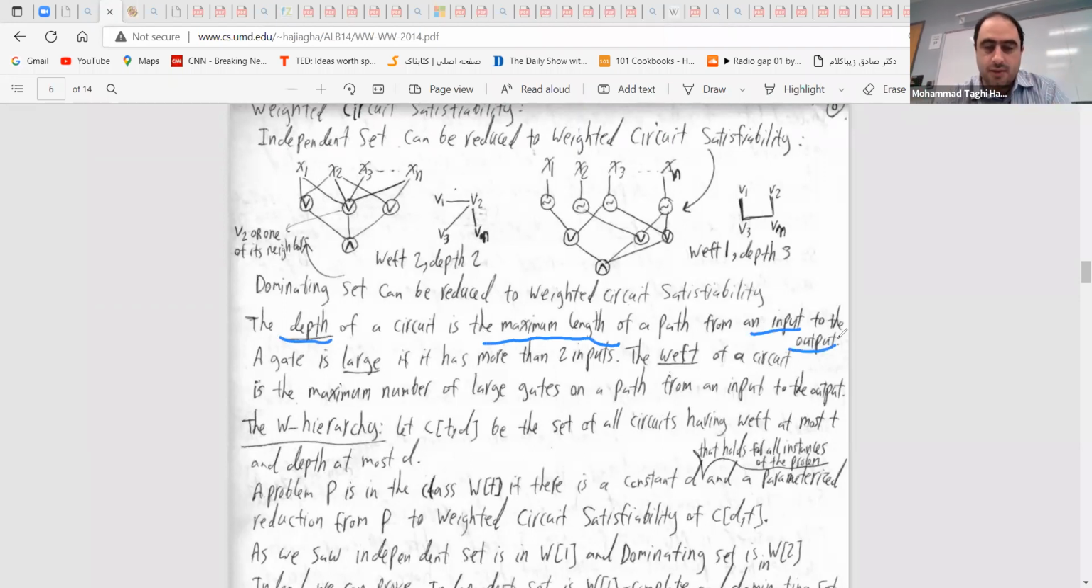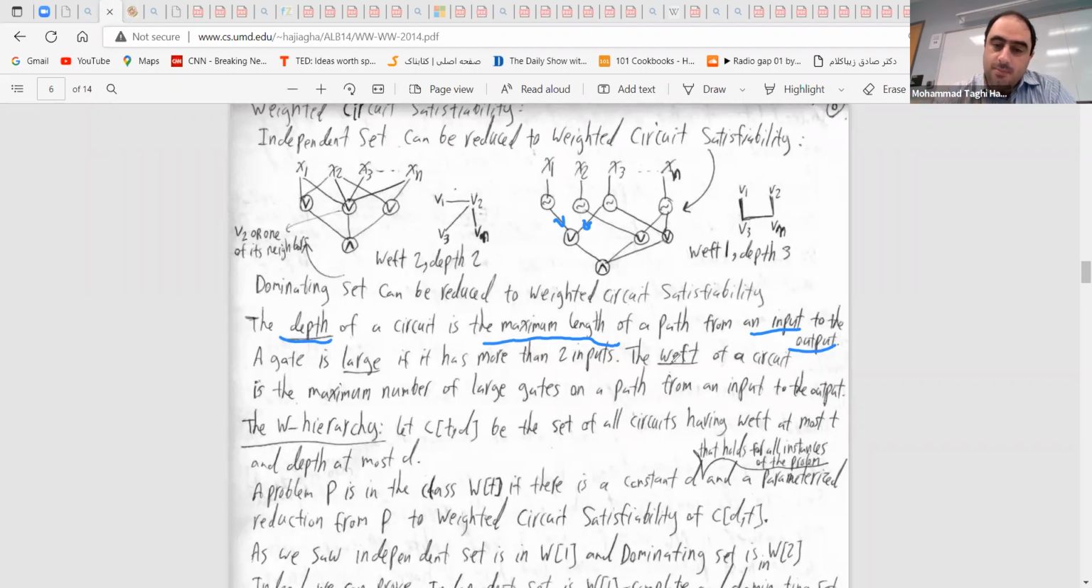So essentially, you can consider this as a DAG, because if you consider from top to bottom, you are always going from top to bottom. The whole thing is a DAG, a directed acyclic graph. Then you consider from any input to output, and see what is the maximum length of the path, that would be the depth.